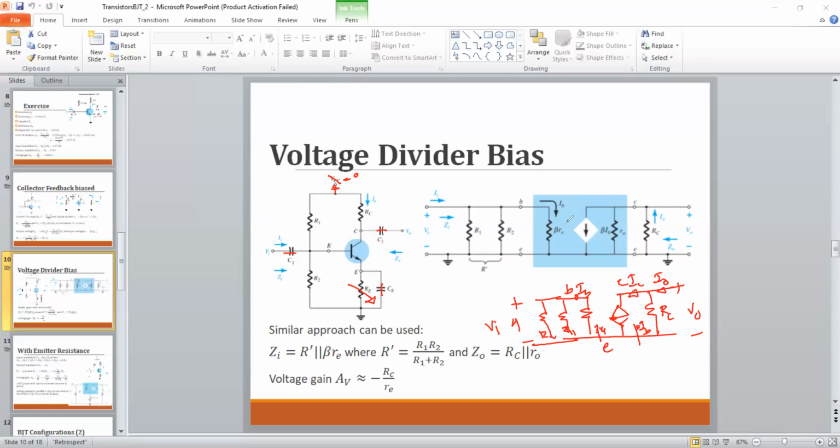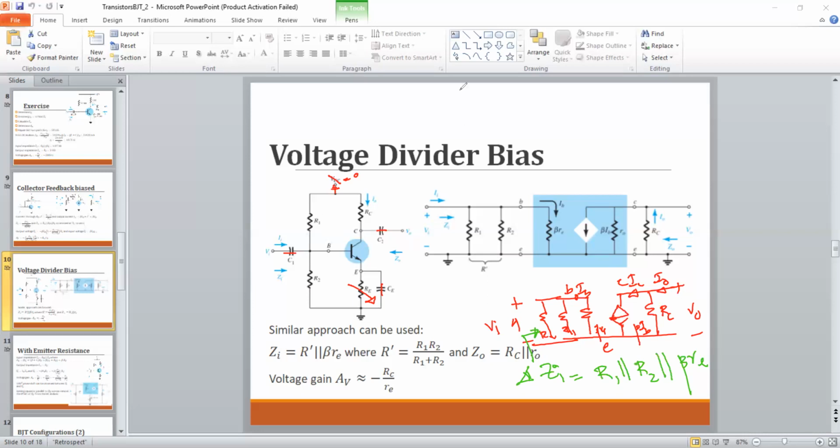So how do you get this input impedance? The input impedance is the impedance you can see from here. Once you look into the circuit from the input side, you can see three resistors in parallel. So the input resistance would be R1 parallel R2 parallel beta RE. This is the total input impedance you can see from the input side, the parallel combination of R1, R2 and beta RE.